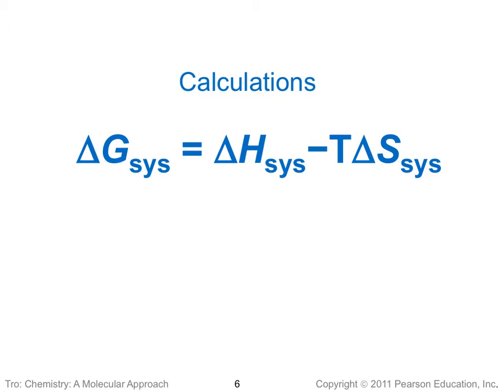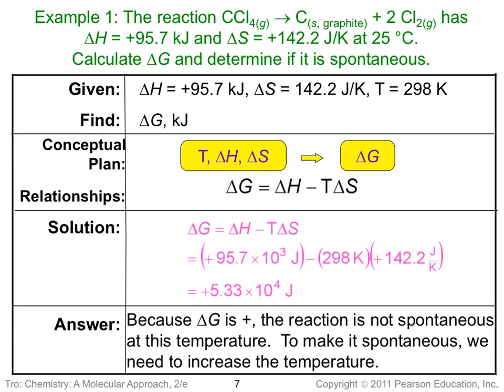So let's look at some calculations. Start with this reaction, carbon tetrachloride going to carbon and chlorine, and it has a delta H of positive 95.7 and a delta S of positive 142.2. So now this is a positive-positive. It says at 25 degrees C, calculate the delta G and see if it's spontaneous.